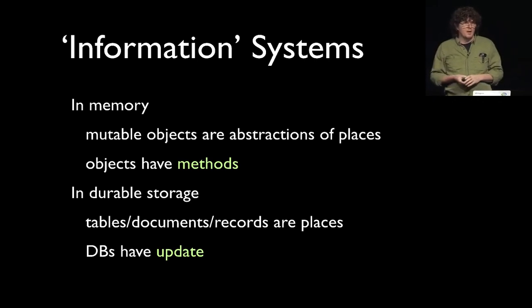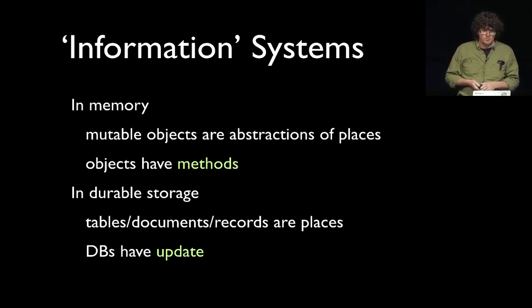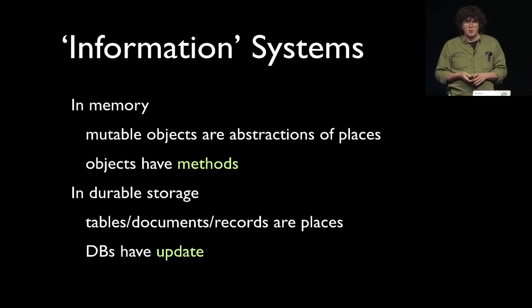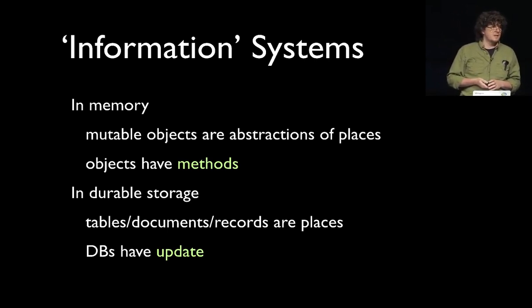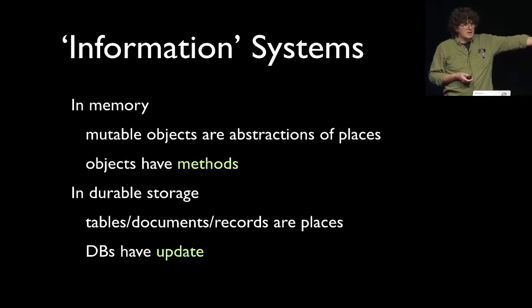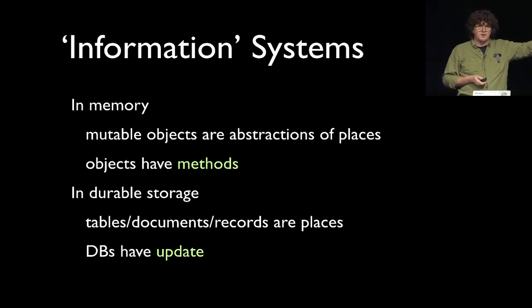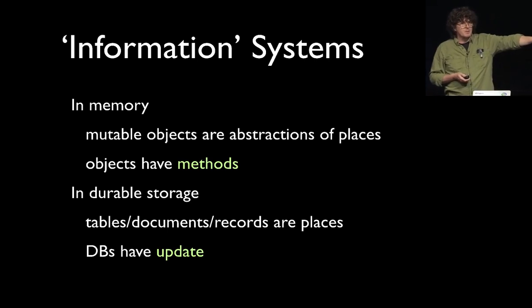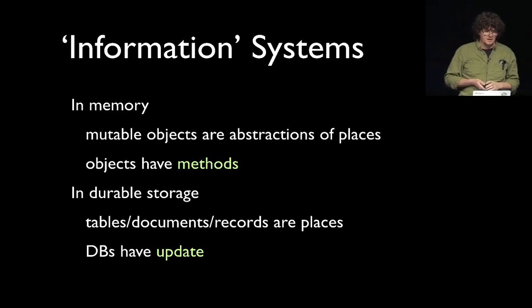I want to look at what we are calling information systems now, because we're building information systems, and in memory, we're building them out of mutable objects. But mutable objects are actually abstractions of places. Right? They don't actually have meaning other than that. They're little barricades we've set up in front of memory so that we don't have to directly manipulate memory addresses anymore. So we have this abstraction that is an object that sort of helps us manipulate that place, you know, without too much craziness. And a key characteristic here is that objects have methods, right?